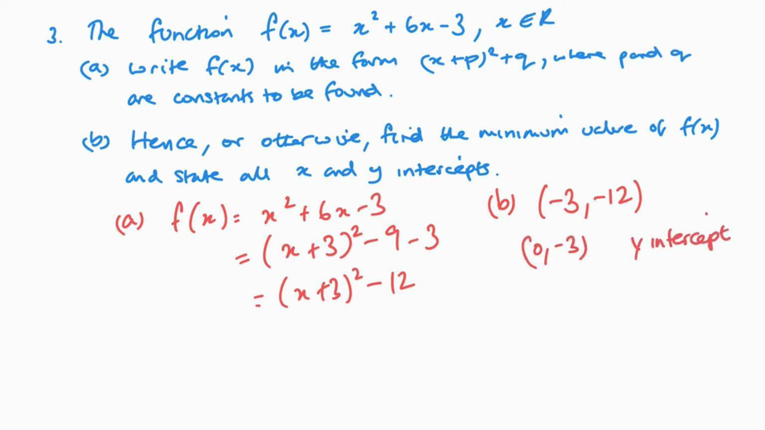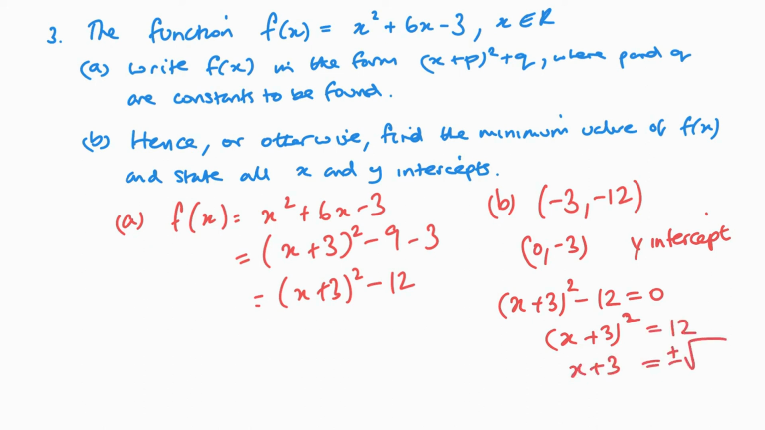And then looking at the x-intercept, that is obviously when y is 0, so when x plus 3 squared minus 12 equals 0. So x plus 3 squared equals 12, x plus 3 equals plus or minus root 12, x equals minus 3 plus or minus root 12. Now root 12 can be simplified to 2 root 3. Okay, so that's my 2 x-intercepts here.